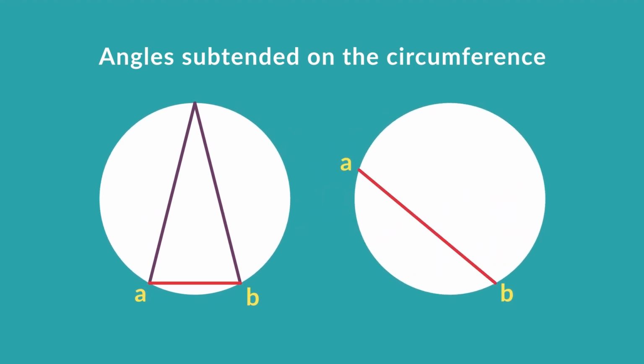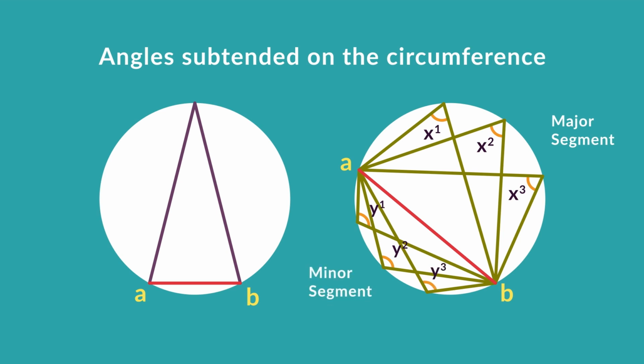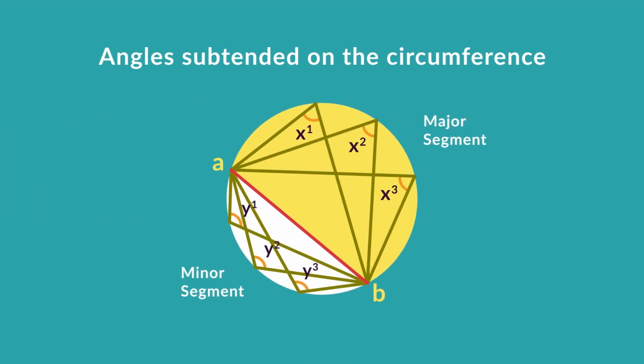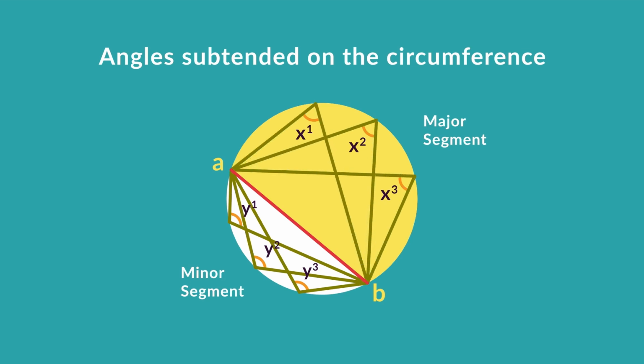Here, the angles subtended by AB are in both the major and minor segment of the circle. Angles x1, x2, and x3 subtended by AB are in the major segment, whilst angles y1, y2, and y3 subtended by AB are in the minor segment. Take a closer look at x1, x2, and x3. These angles, which are subtended by the same chord in the same segment, appear to be equal. We will prove this next.